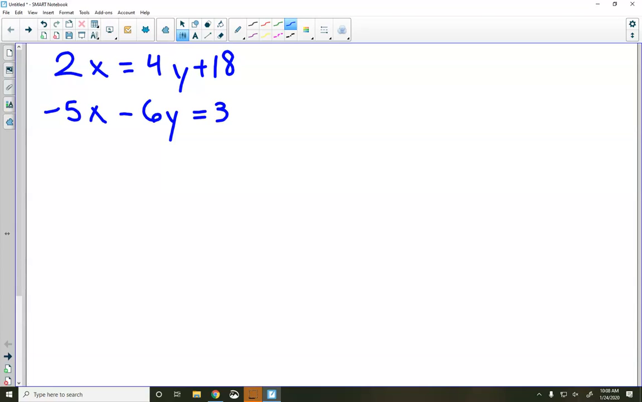The first thing we need to do when we're solving a problem with elimination is make sure they're both in the same form. Doesn't matter what form you put it in, but they have to be in the same. I'm going to put them both in standard form. So for the top equation, I'm going to subtract 4y from each side. If I do that, I'm going to end up with 2x minus 4y is equal to 18.